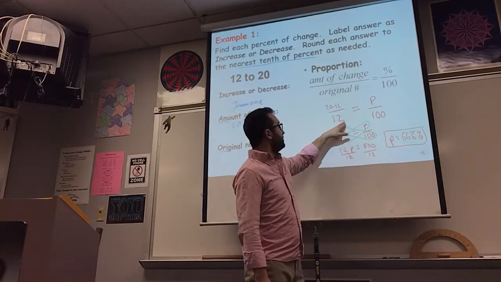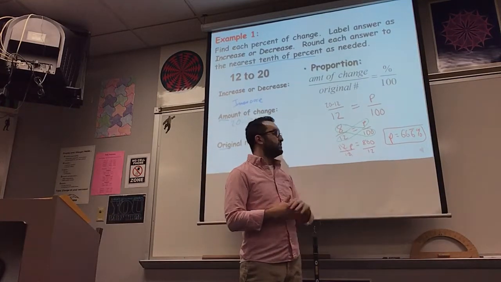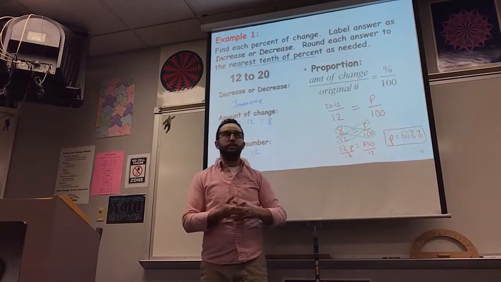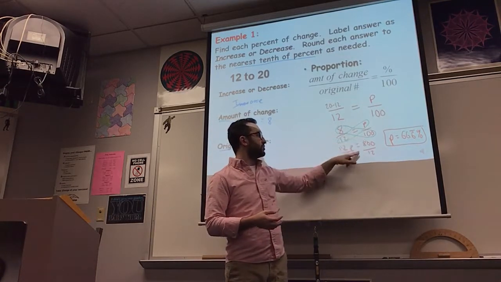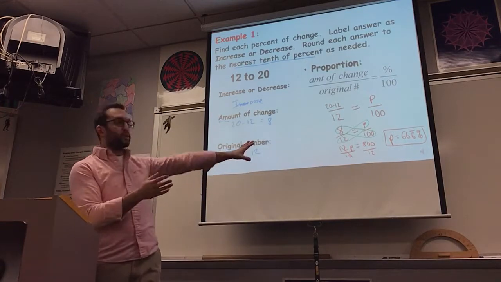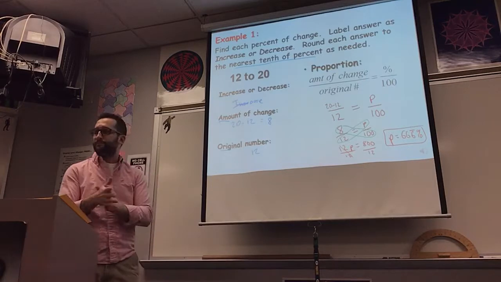Original number is 12. P is the percent, and there's 100. And you cross multiply and solve in the exact same way. Remember, when you do the proportion, you don't have to convert the decimal, but you are going to have to divide by a certain number for different numbers. So if you're a proportion person, there's the work for you. I will show you the proportion work. I'm just not going to do it.